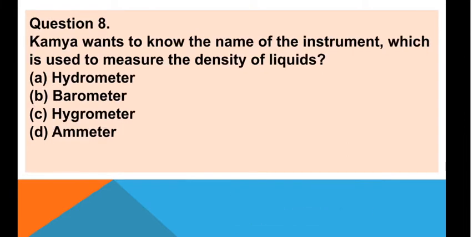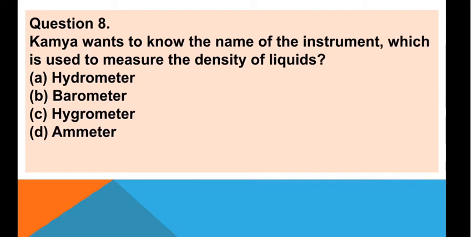Now we have question number 8. Kamya wants to know the name of the instrument which is used to measure the density of a liquid, and your options are: option A, hydrometer. Option B, barometer. Option C, hygrometer. And option D, ammeter.